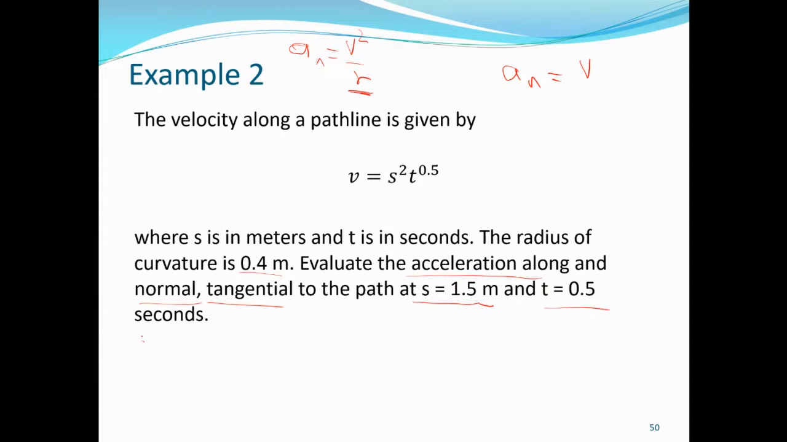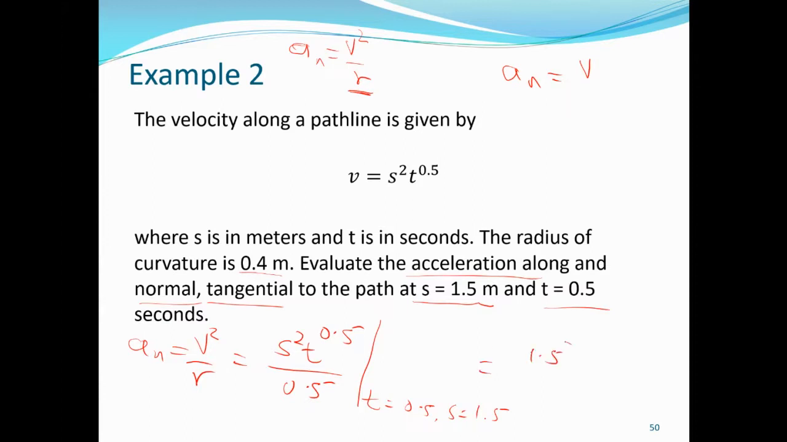So we want to evaluate the acceleration along the normal and tangential. What is the normal acceleration? It's very simple: v squared over r. v is given as s squared t to the power of 0.5, over r. We now evaluate this at t equals 0.5 and s equals 1.5. We simply substitute s as 1.5 here, t is 0.5 to the power of 0.5, then divided by 0.4, which is the radius of curvature.